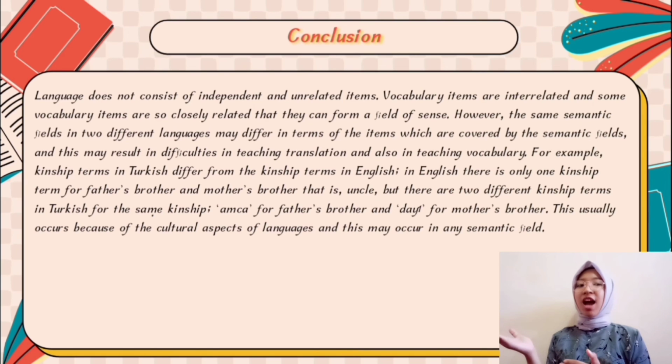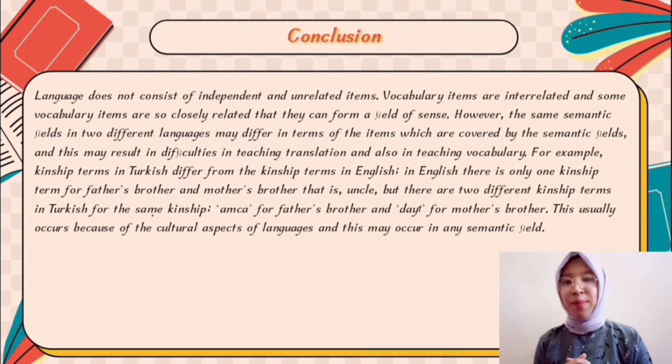For the last slide, I provide the conclusion from the whole explanation above. Language does not consist of independent and unrelated items. Vocabulary items are interrelated, and some vocabulary items are so closely related that they can form a field of sense. However, the same semantic field in two different languages may differ in terms of the items which are covered by the semantic field, and this may result in difficulties in teaching translation and also in teaching vocabulary.